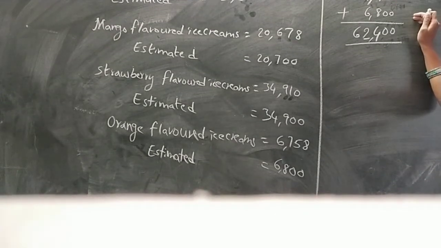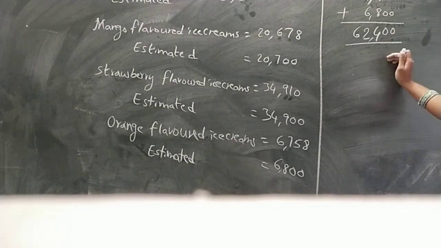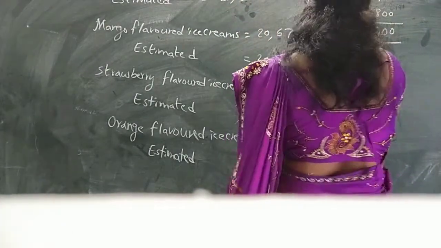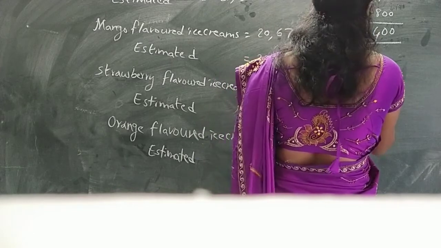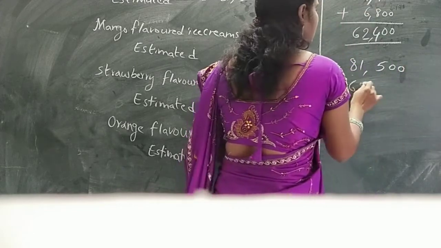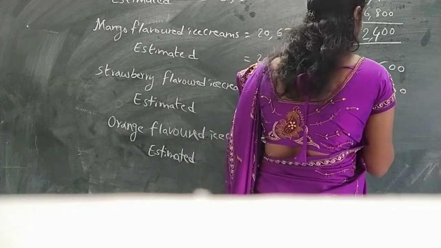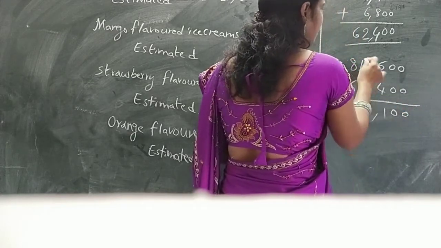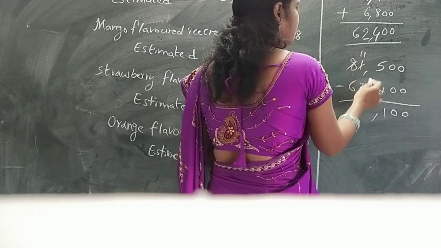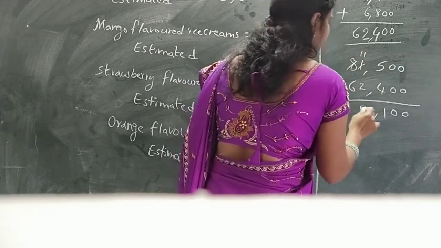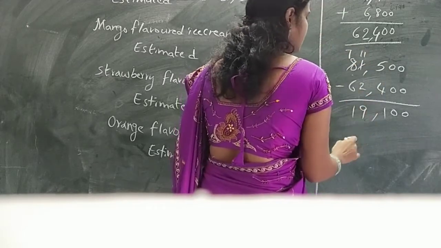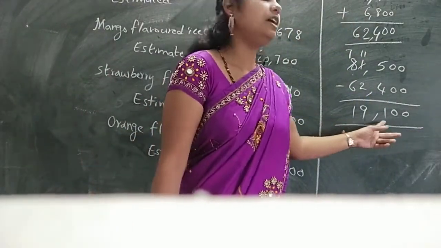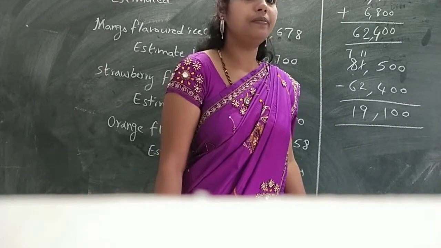Now what do you have to find? This total will be subtracted from total ice creams. So 81,500 minus 62,400. 0, 0, 5 minus 4, 1. Take one bar here. 11 minus 2, how much? 9. Here 7, 7 minus 6, 1. So how many grape flavored ice creams? 90,100. Okay, children? Go on, write.